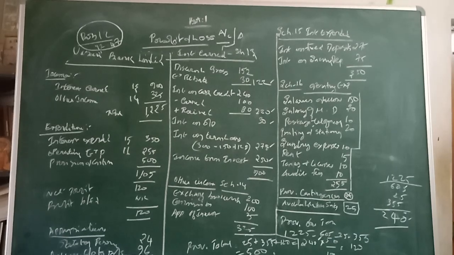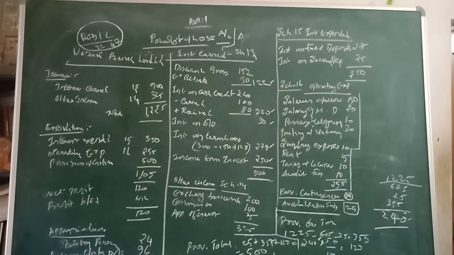Now take problem number 12.47. This is the problem taken from Corporate Accounting, Arul Gupta Radhaswamy, new edition. Now we are required to prepare the P&L account. You know very well, P&L account is prepared on a schedule basis.